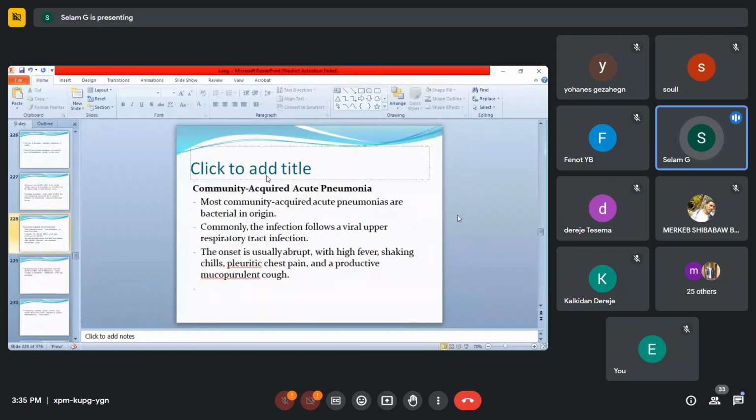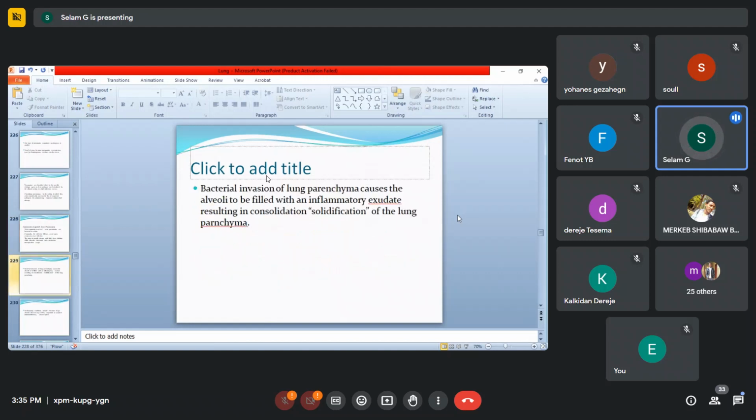So one classification is community-acquired acute pneumonia. Most community-acquired acute pneumonias are bacterial in origin. Commonly, the infection follows a viral upper respiratory tract infection, and the onset is usually abrupt, with high fever, shaking chills, pleuritic chest pain, and productive cough. So symptoms of acute inflammation occur.